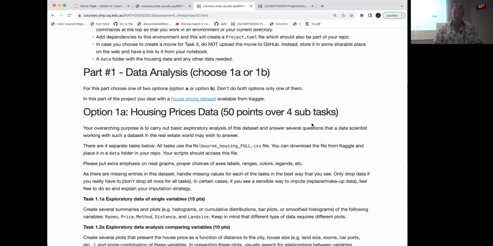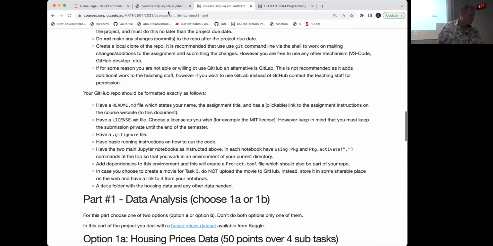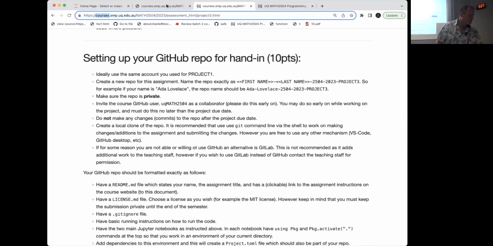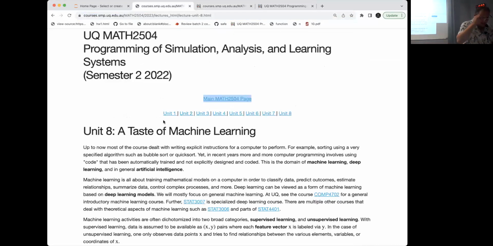All right, so let's get to now unit 8, and that's a taste of machine learning. So at UQ, you have options for doing many machine learning courses, and this is not a machine learning course. This is a programming course where you're touching things from the world of mathematics, namely analysis and learning and simulation, and that's pretty much what you did.